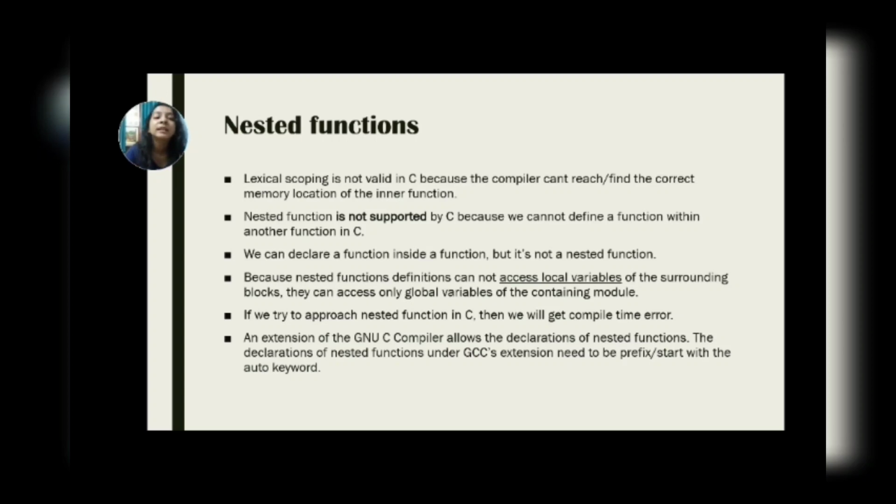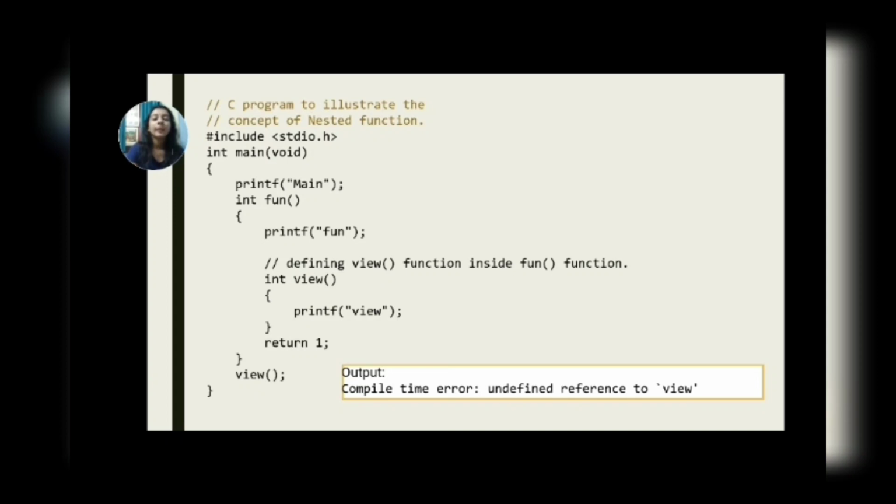Another important point is that an extension of the GNU C compiler allows the declaration of nested functions. The declarations of nested functions under GCC's extension need to start with the keyword auto. If you mention auto, then you can declare a function inside another function. Let us look at the result if you define another function inside a function.